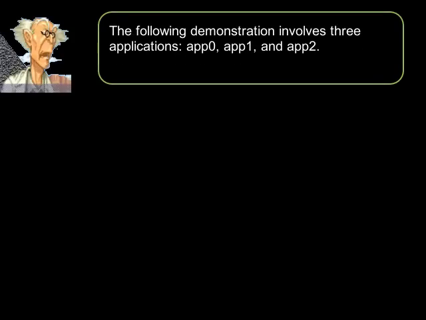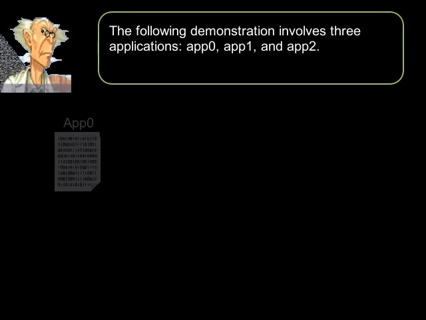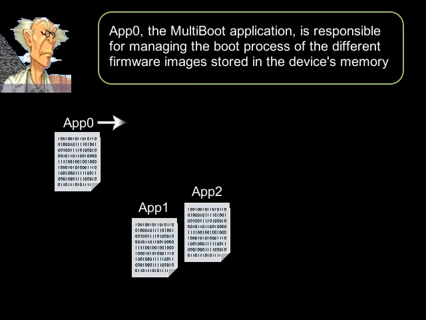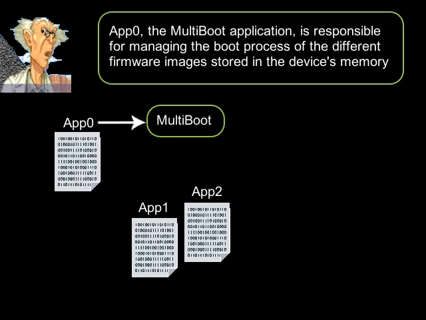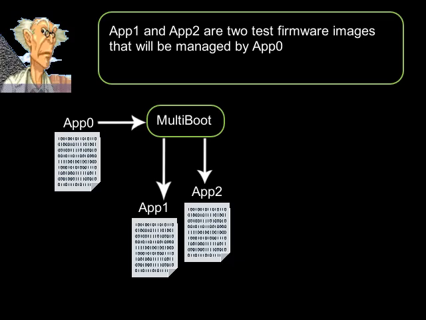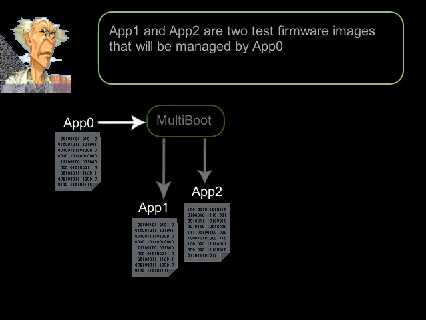The following demonstration involves three applications: App 0, App 1, and App 2. App 0, the Multiboot application, is responsible for managing the boot process of the different firmware images stored in the device's memory. App 1 and App 2 are two test firmware images that will be managed by App 0.